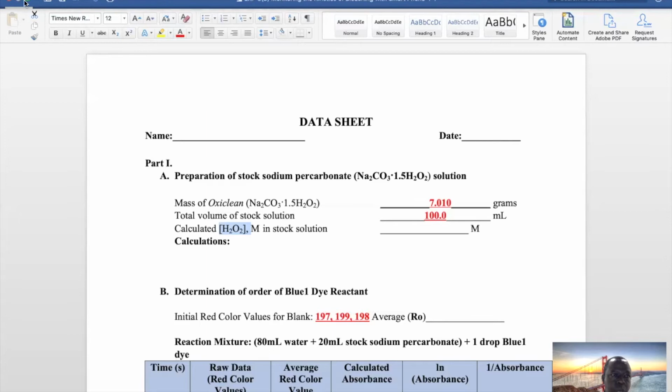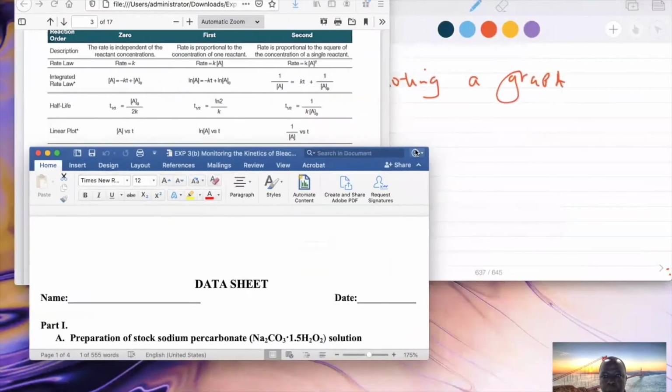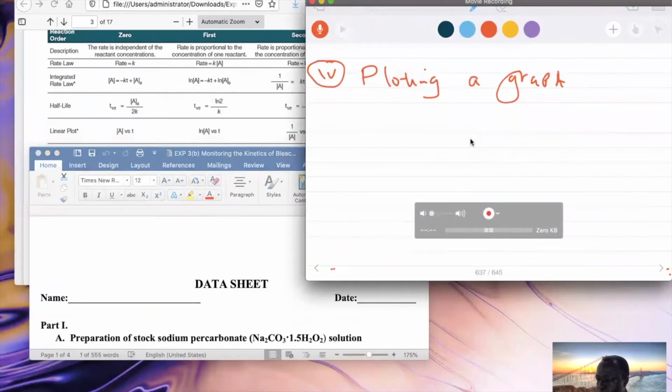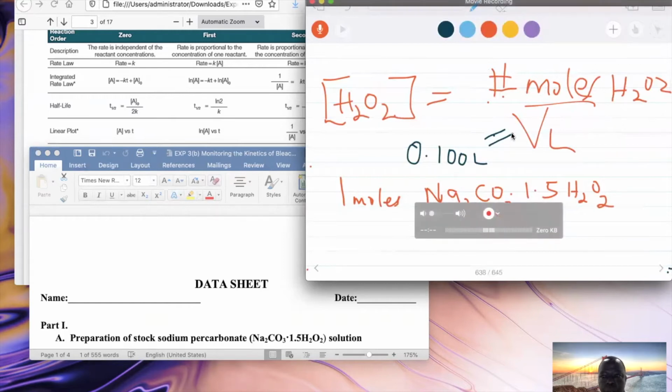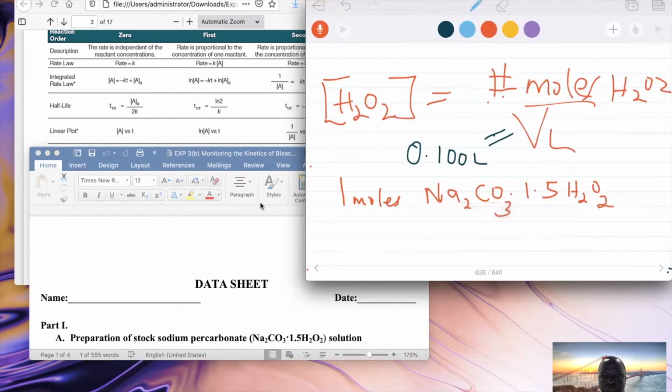So with an understanding of how to find the molarity, you need to determine the number of moles of peroxide over the volume in liters, which you know is what? This will be 0.100 liters, because it is 100 mL, so change that volume. But how are you going to find the number of moles of peroxide?